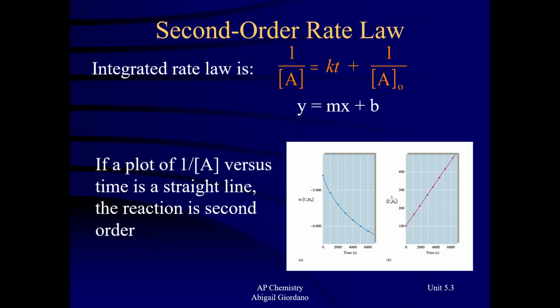So if a plot of 1 over molarity versus time is straight, this data must be second order. Okay? And again, you could be asked to solve for the rate constant, and how would you do that? Look at how y equals mx plus b lines up. The slope is equal to the rate constant.